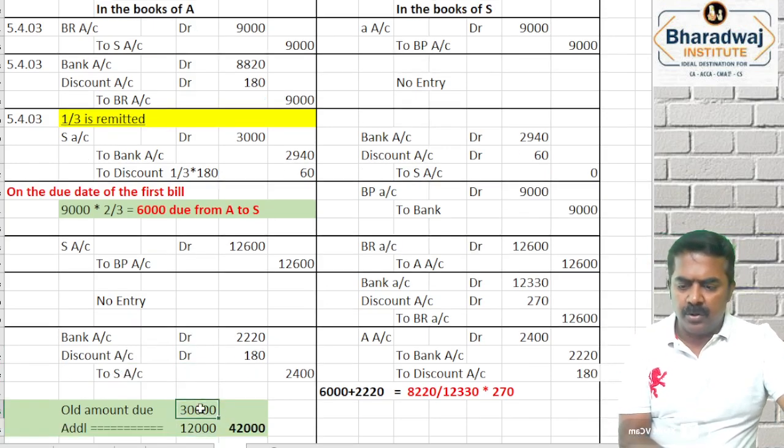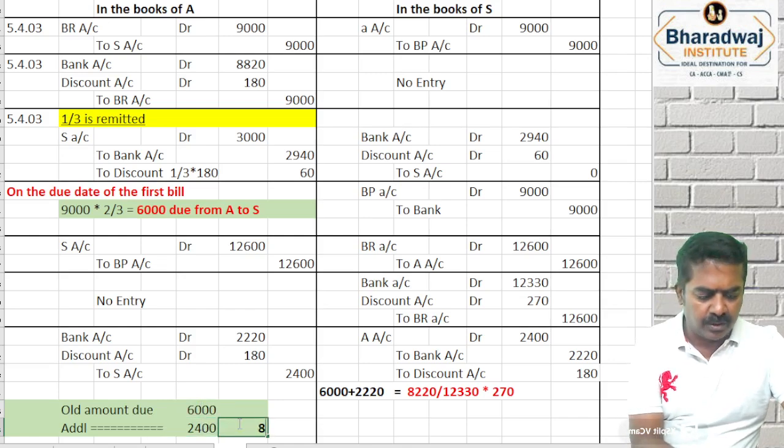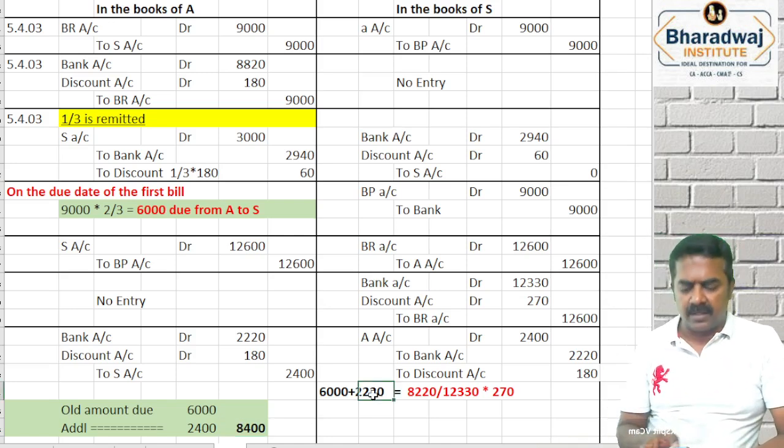What is the old amount due? 6,000. For now, including discount, 2,400 now. Total amount due is 8,400. This is for our reference. பின்னாடி insolvency calculate பண்றதுக்கு this is our reference.